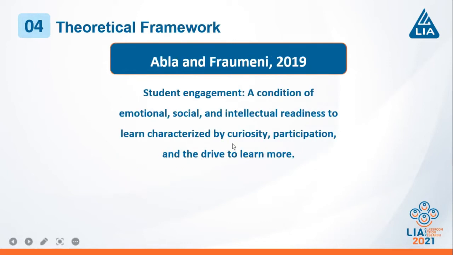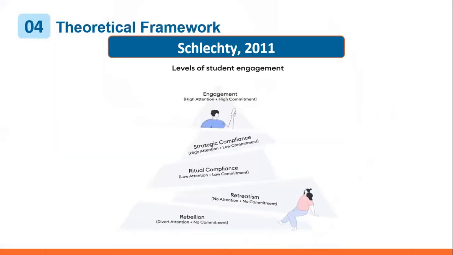And then this one, I have mentioned about student engagement by Abla and Formani. This one is the levels of student engagement that I use to confirm the participation and engagement that I saw in my research, in my class. Basically, Schlechty didn't mention the number, but he provides the names for the levels of students' engagement: engagement, strategic compliance, ritual compliance, retreatism, and rebellion.